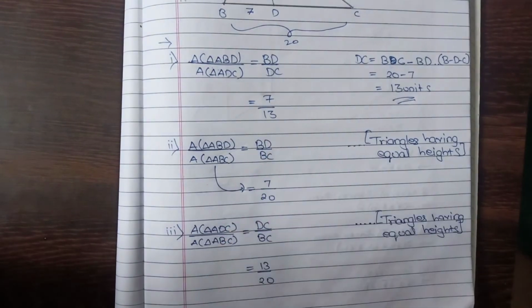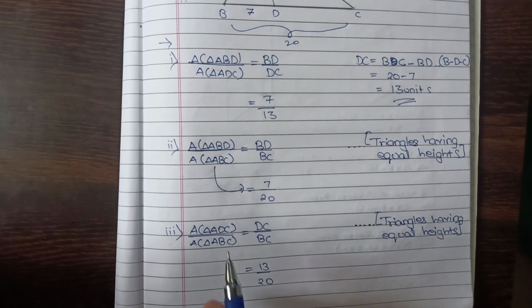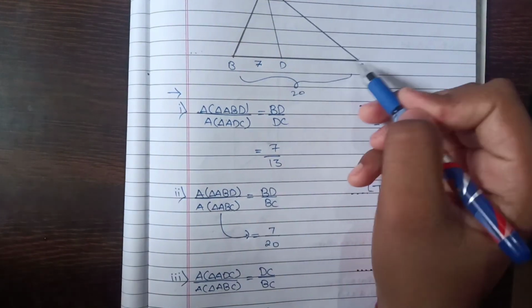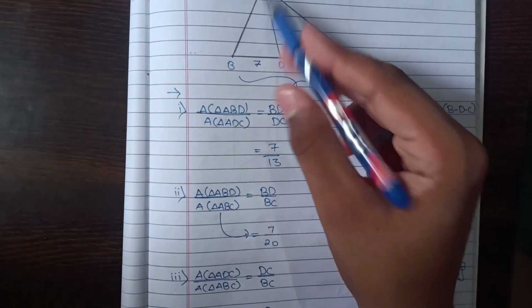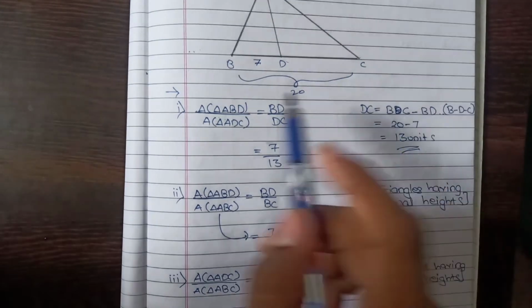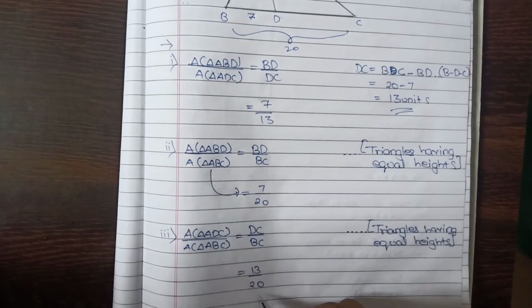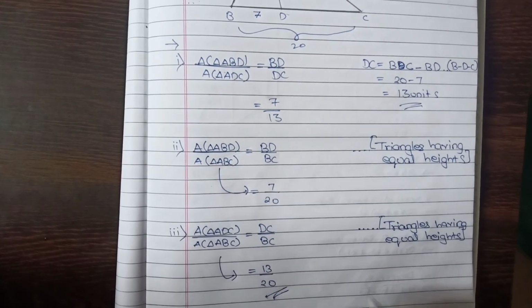Now let us move on to the next one: area of triangle ADC upon area of triangle ABC equals DC upon BC. How DC upon BC? Because ADC and ABC have the same height AD, so the ratio is DC upon BC, which is nothing but 13 upon 20. Its answer is 13 upon 20.